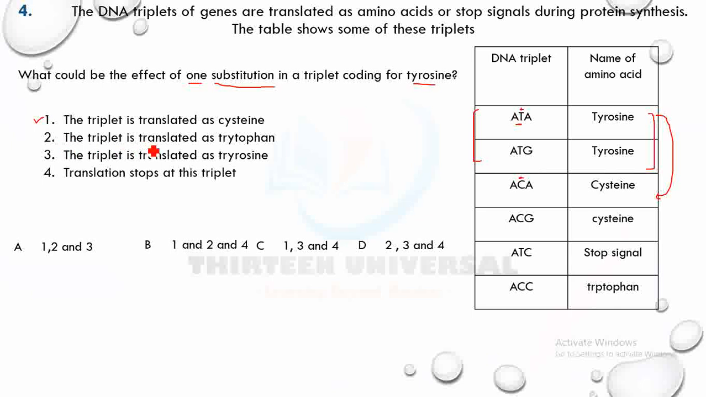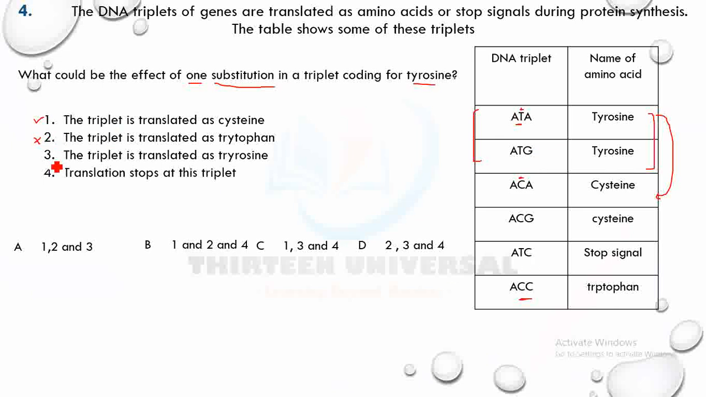Statement 2 says the triplet is translated as tryptophan. Let's go to tryptophan. This is tryptophan. Because we're looking at base substitution coding for tyrosine, this is tyrosine, and tryptophan is ACC. So if I come here, I have ATG. Which of them give me ACC with just one base? I don't think this is going to work. Tryptophan is not going to work. It's going to require 2 base substitutions. I have to change this to, first of all, AC and then ACC. So this statement doesn't sound correct.